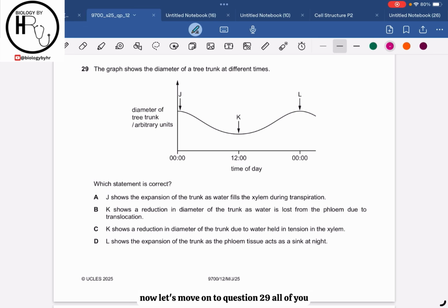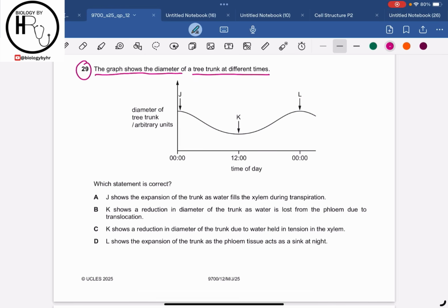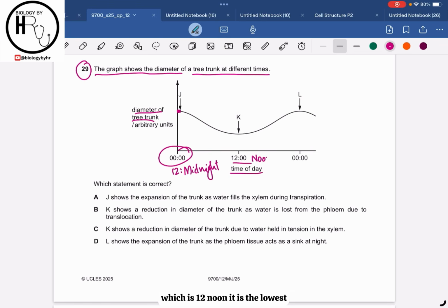Now let's move on to question 29, all of you. Question 29 over here says that the graph shows the diameter of a tree trunk at different times. Now they are showing us the diameter of the tree trunk which is at its highest at 12 midnight, right? At 12 noon it is the lowest, and then it is again highest at 12 midnight. So we basically have to understand this pattern and then identify the correct statement.